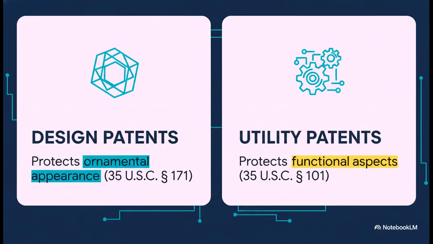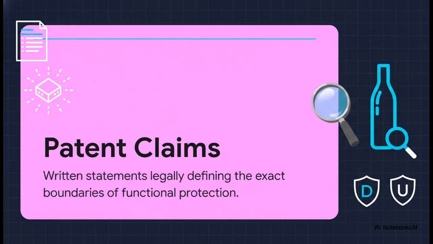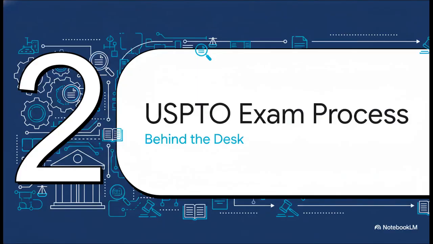The rule of thumb here is simple. If a product's appearance is dictated entirely by how it must work, you just can't protect it with a design patent. You also need to understand how we set the boundaries of your protection, which is done through claims, those numbered, written statements at the end of a patent document that legally define the exact scope of your invention's functional protection. Now, for a design patent, there's only one claim, and the protection relies strictly on the solid lines shown in your drawings. But for a utility patent, that protection attaches entirely to your written claims, not the drawings at all.